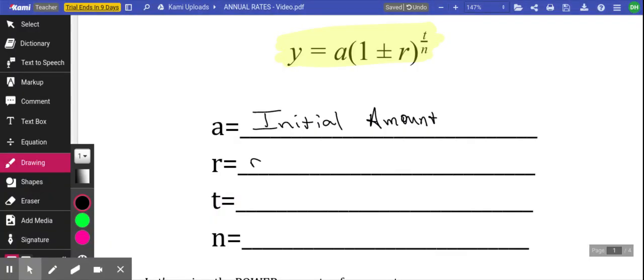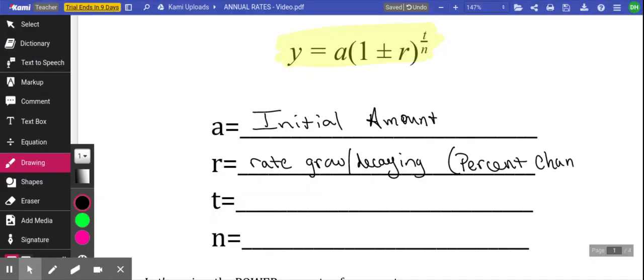And r is the rate that the function is growing or decaying. Okay. And another word for rate is percent. We think of percent change, like last night's topic. T is going to be our time. Now, typically that's measured in years, but we got to be very, very careful. It could be measured in months or days or hours, and we just have to be really on top of our game with paying attention to what the units are for that particular problem.